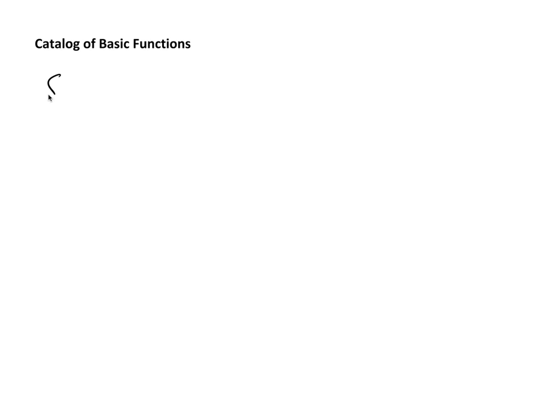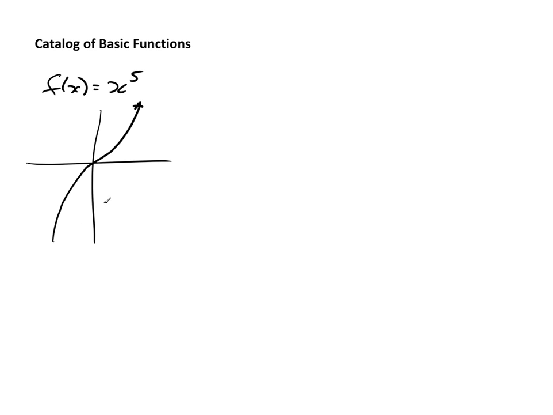Now, x to the 5th, that's going to look just like x cubed. The only difference is x cubed would be more like this. This rises much faster, x to the 5th. So it's more narrow, but the overall shape is going to be the exact same thing as x cubed.